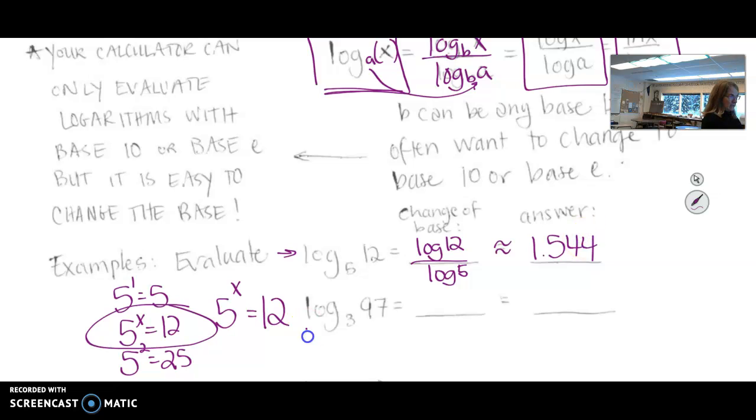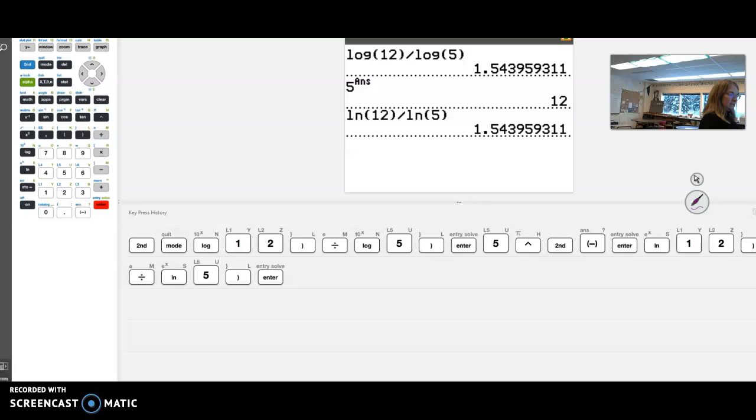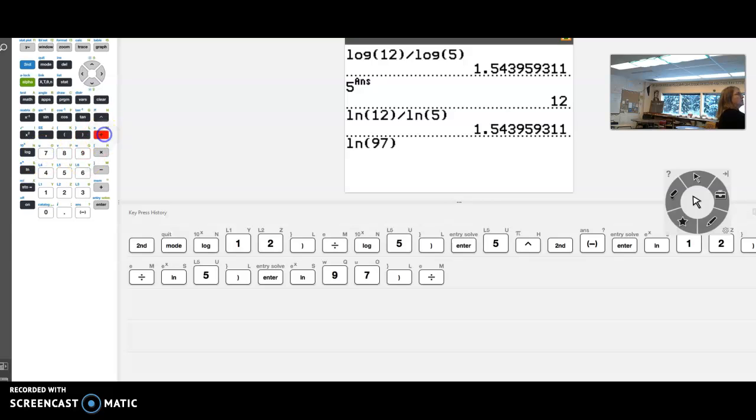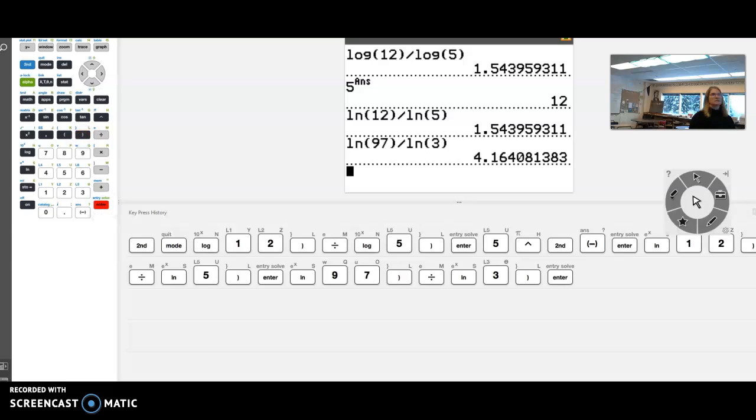So why don't you go ahead and evaluate log base 3 of 97, and then check your work with me. So we're going to take the log of 97, or natural log, over log of 3, put that in the calculator. I'm going to go ln of 97 over ln of 3. Even though I wrote log, I can still do this. It's still going to give me the same answer.